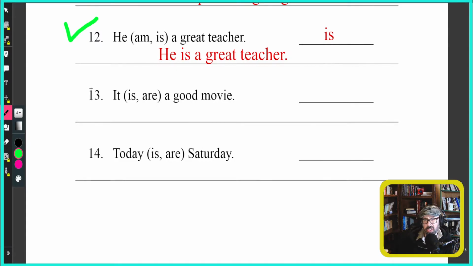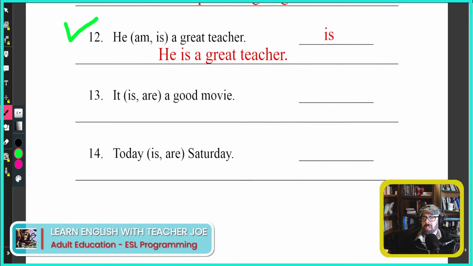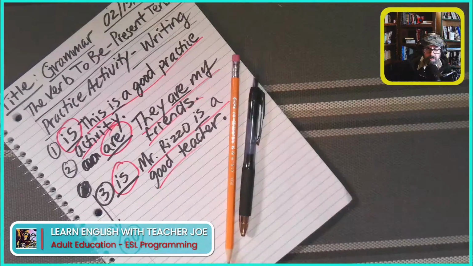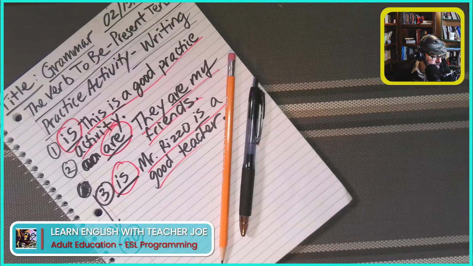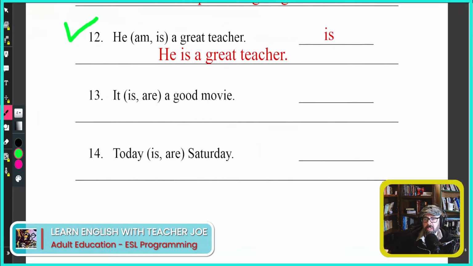It is or it are a good movie. Is or are. It is or it are a good movie. Is or are. Okay, what do you think? Write your answer in your notebook. Is or are. Okay, 13.